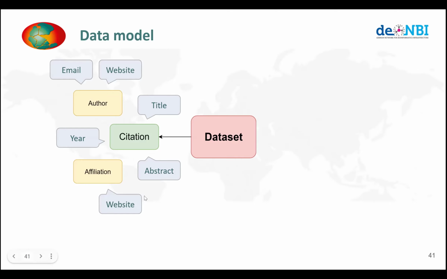Metadata can be further described by other attributes like email address, website, and so on. The authors and affiliations can be made identifiable by adding persistent identifiers, such as the ROR ID for affiliations and ORCID for the authors.